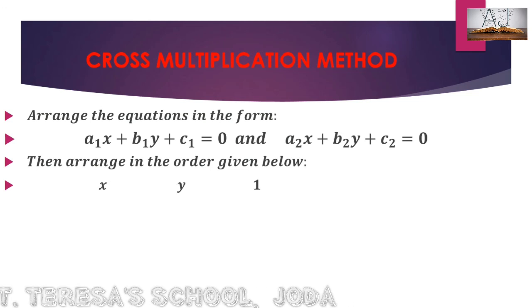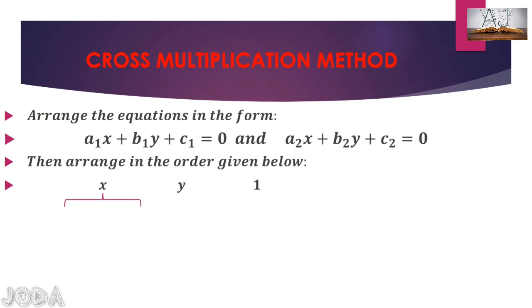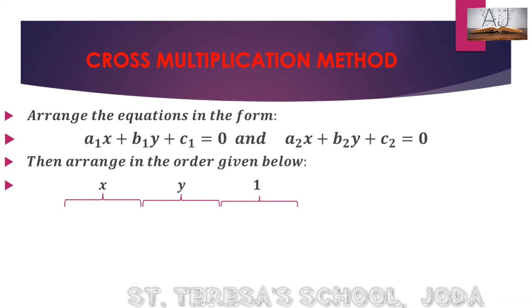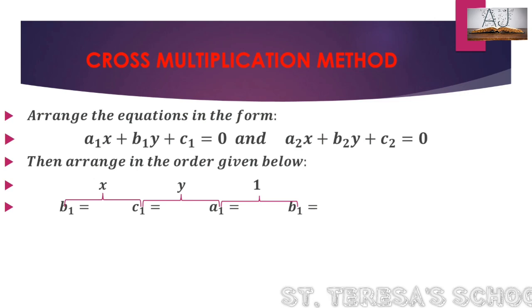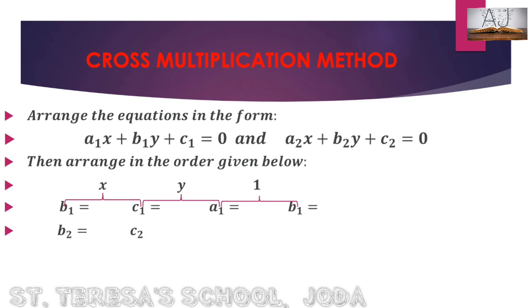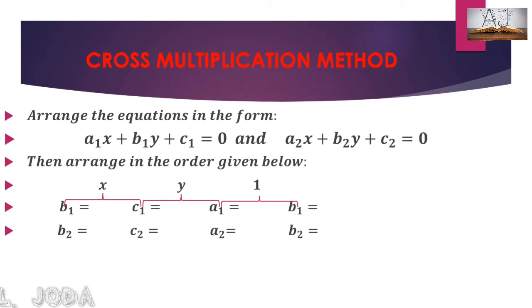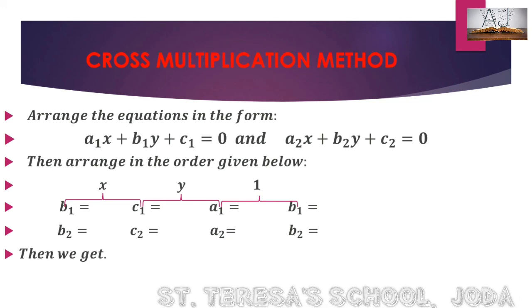Then arrange in the order which I write here. x, y, and beside that you write 1. Now below x, b1, c1, below y similarly c1, a1, in the same way, and below 1, a1 and b1 as I've written. For the second equation also in the same way, b2, c2, a2 and b2. By doing so it becomes easier.